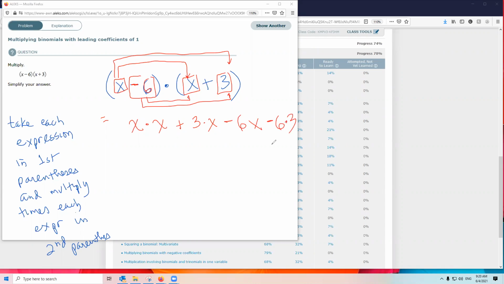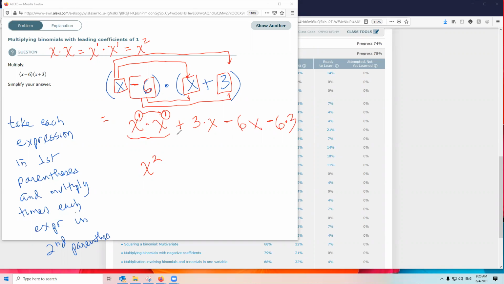All right, now let me go ahead and clean this up. Well, here, x times x, this is really the product rule because this is x to the 1 times x to the 1. Keep the base the same, x, but add the exponents. 1 plus 1 is 2. So you're going to be doing this a lot. x times x is really the same as x to the 1 times x to the 1, which is going to be x to the 2.